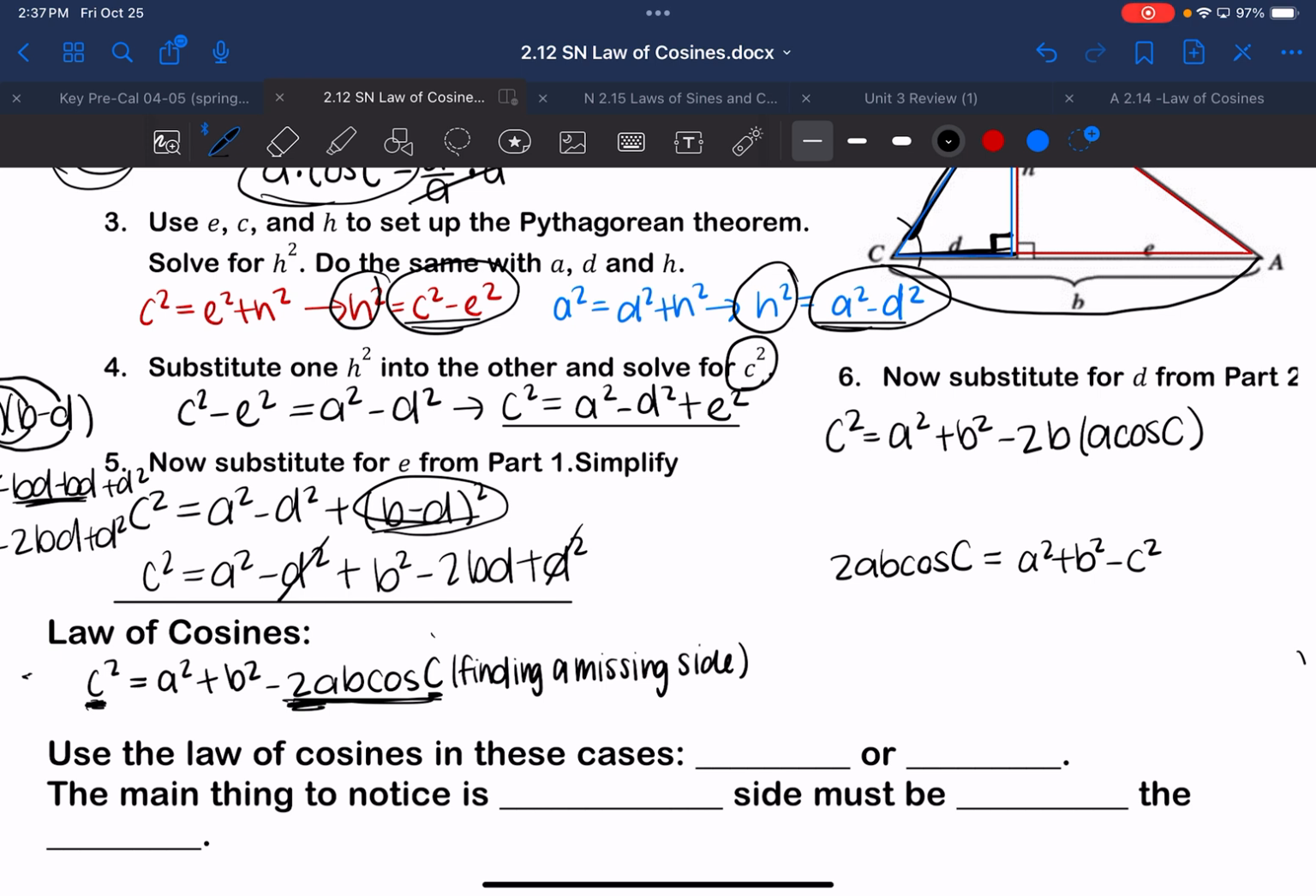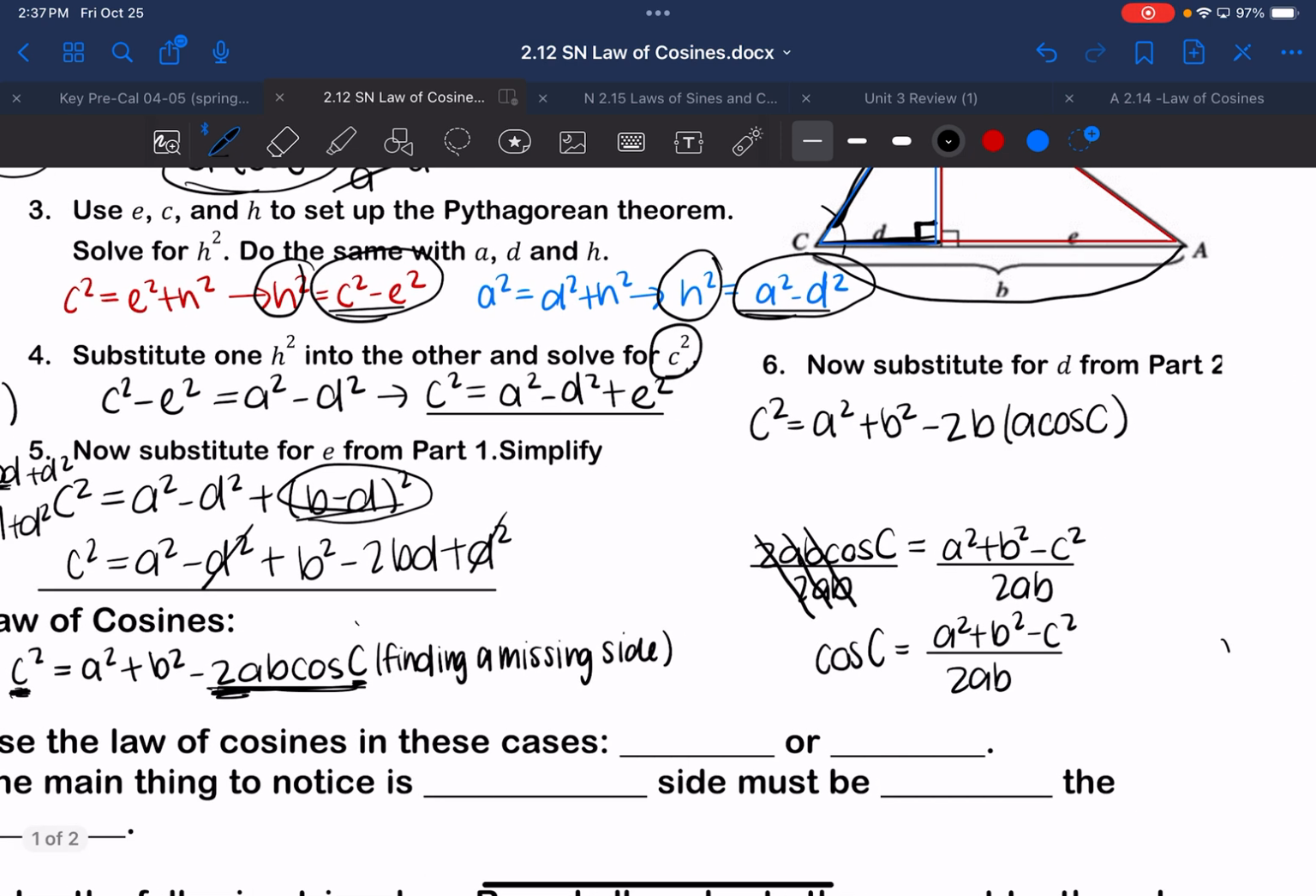Okay, now I am trying to get cosine of c by itself. How would I get rid of that 2ab in front of it? Divide. So I have to do that on both sides of the equation, right? So the 2's are going to divide out, the a's, the b's. So I'm left with cosine of c is equal to a squared plus b squared minus c squared all over 2ab.